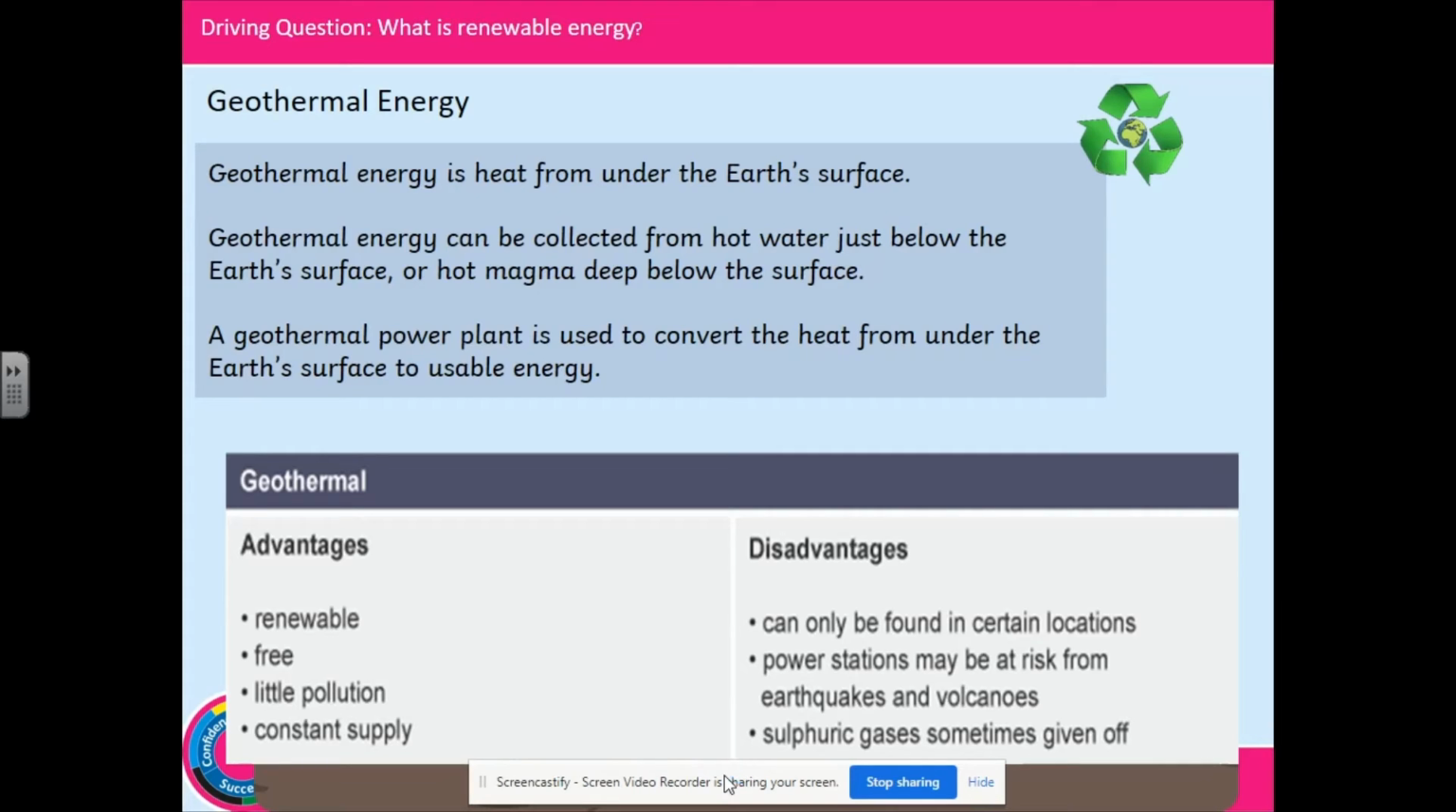Think about it. The disadvantages are it can only be found in certain locations. Power stations may be at risk from earthquakes and volcanoes. Sulfuric gases are sometimes given off.